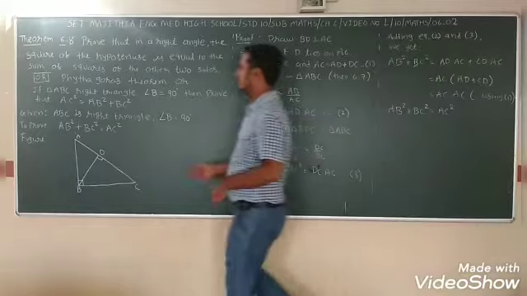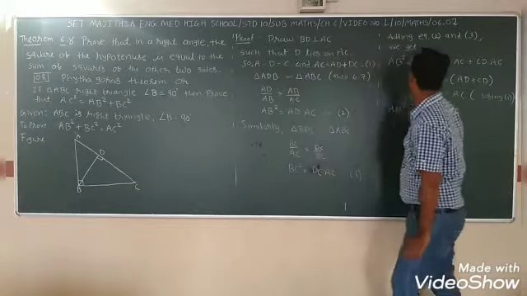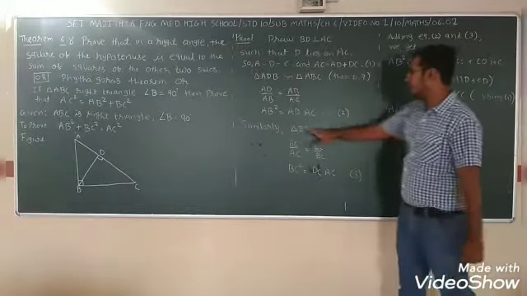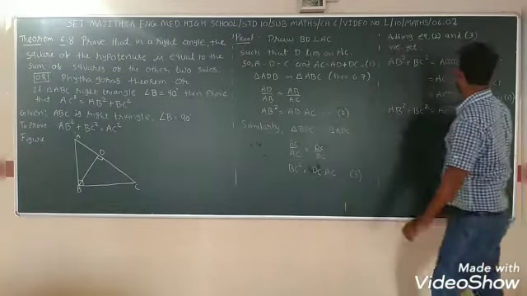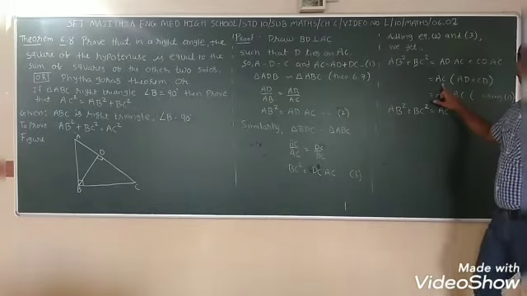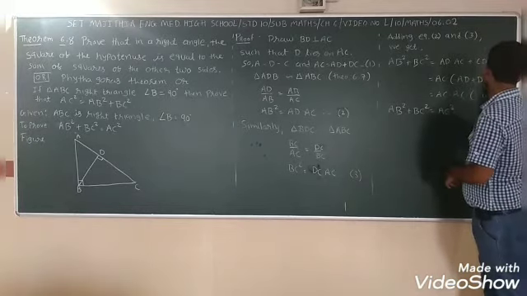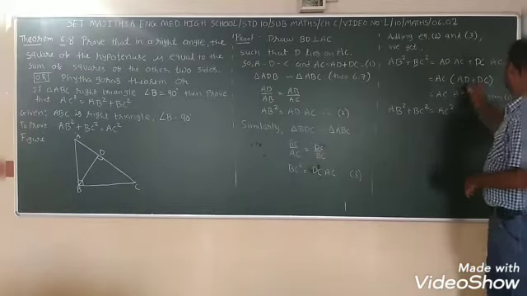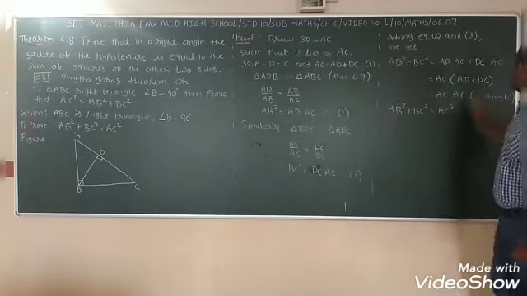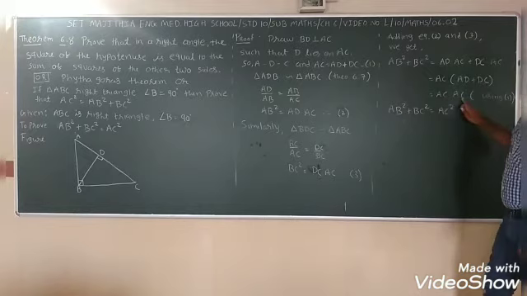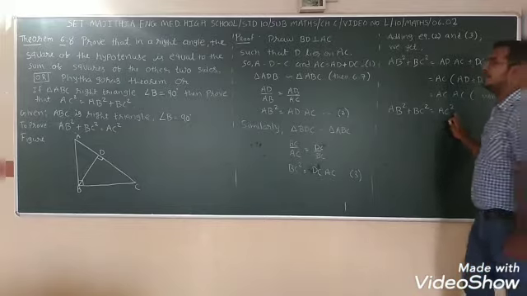Now I need the summation of these two sides. So adding equations 2 and 3, we get AB square plus BC square is equal to AD into AC plus DC into AC. Now here AC is common, so AC into AD plus DC, which is AC square. So we proved that AB square plus BC square is equal to AC square.